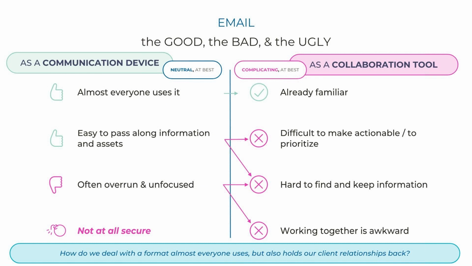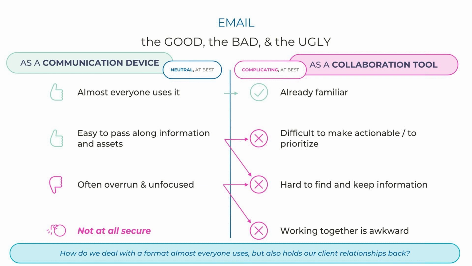But as a communication device, great. Almost everyone uses it. It's easy to pass information along. But then often it's overrun, unfocused. Somebody has conversation mode on, somebody doesn't have it on. I can't find the documents. We're all over the place, right? As a collaboration tool, I think it's awful, to be honest. So totally complicated. It's not something that we can go back and forth on very easily. There's no real-time interaction there, right?